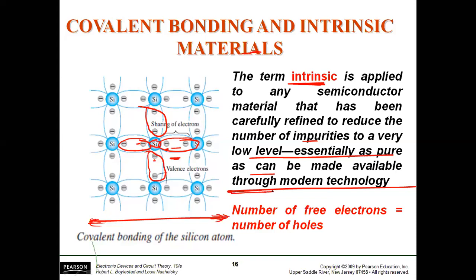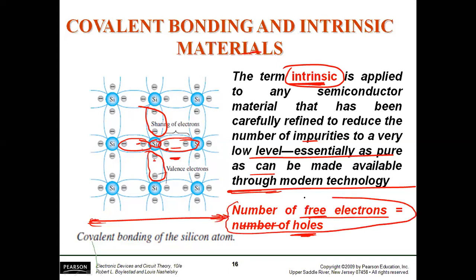But nothing is ideal. We cannot achieve 100% purity. So we try to achieve something very close to 99.99999 percent, and that kind of material is called intrinsic material. You can see that in this material, the number of free electrons is equal to the number of holes. We will come to what is meant by hole and what is meant by free electron. This equation is written over there, and we will see it in more detail.